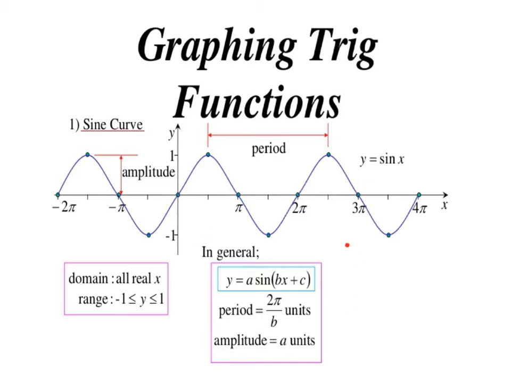And then you can see here, in general, that A is the amplitude, and B is going to be the period. This is how you find it. And then we're going to add to this a couple of other observations. So stay tuned.